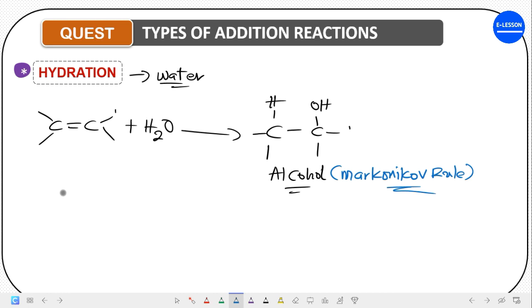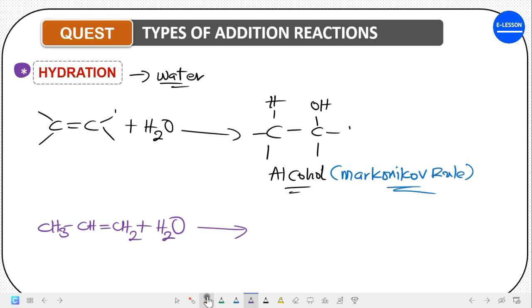Okay, so for instance, now let's say you have propene. Propene is CH3, then we have CH double bond CH2. Let's say you add water, right? Markovnikov rule in the appropriate reaction condition. What do you think will be the product of this reaction?